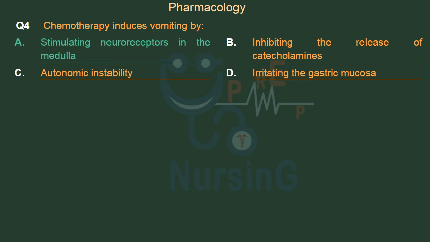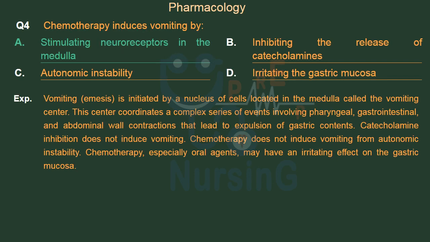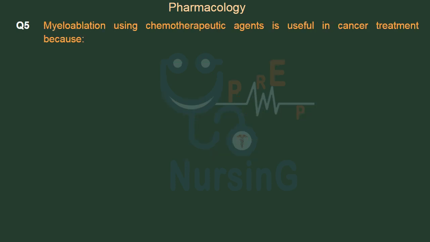Stimulating neuroreceptors in the medulla. Vomiting, emesis, is initiated by a nucleus of cells located in the medulla called the vomiting center. This center coordinates a complex series of events involving pharyngeal, gastrointestinal, and abdominal wall contractions that lead to expulsion of gastric contents. Catecholamine inhibition does not induce vomiting. Chemotherapy does not induce vomiting from autonomic instability. Chemotherapy, especially oral agents, may have an irritating effect on the gastric mucosa.